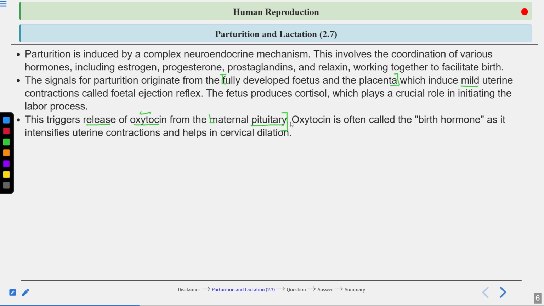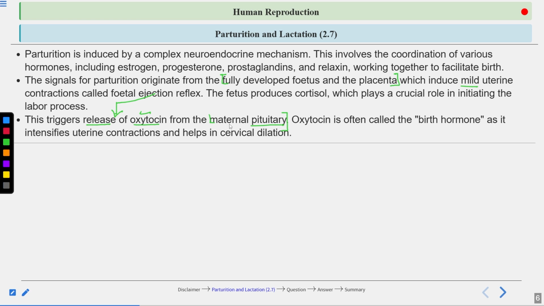A question can come here. What is triggering the release of oxytocin? These mild contractions, which are known as the fetal ejection reflex, trigger the release of oxytocin. And oxytocin is released from where? From the mother's pituitary gland, the maternal pituitary.